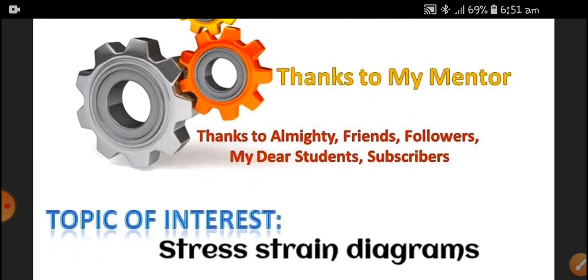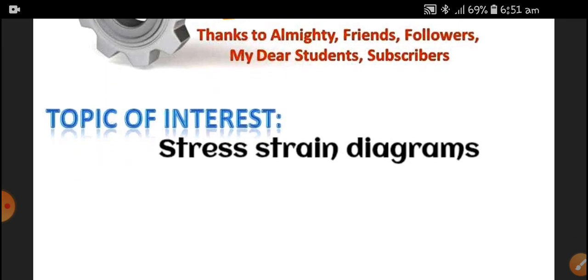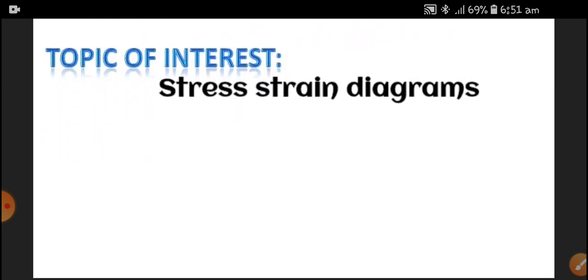And today's topic of interest is stress strain diagram of different materials. So here we are going to commemorate the different material stress strain diagram. And first we are going to understand what is the stress strain diagram. What is the important thing in this stress strain diagram that we have to introduce.